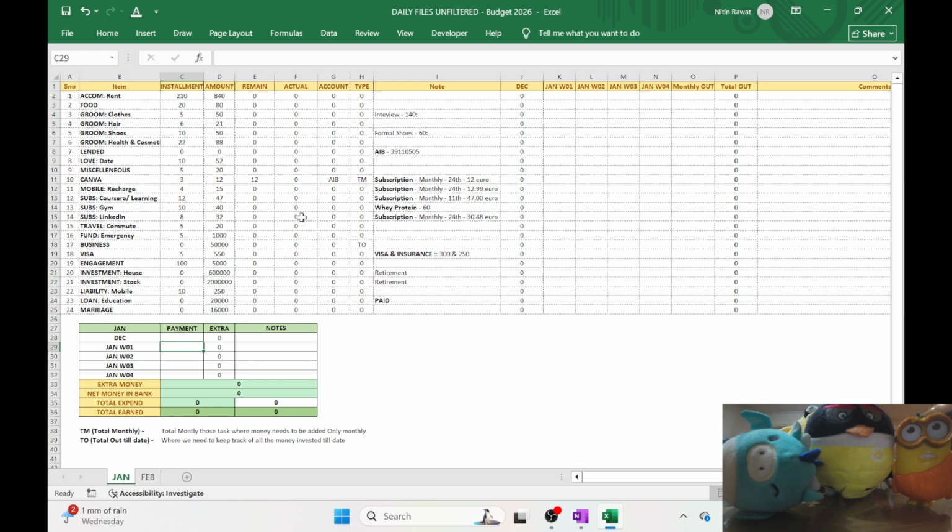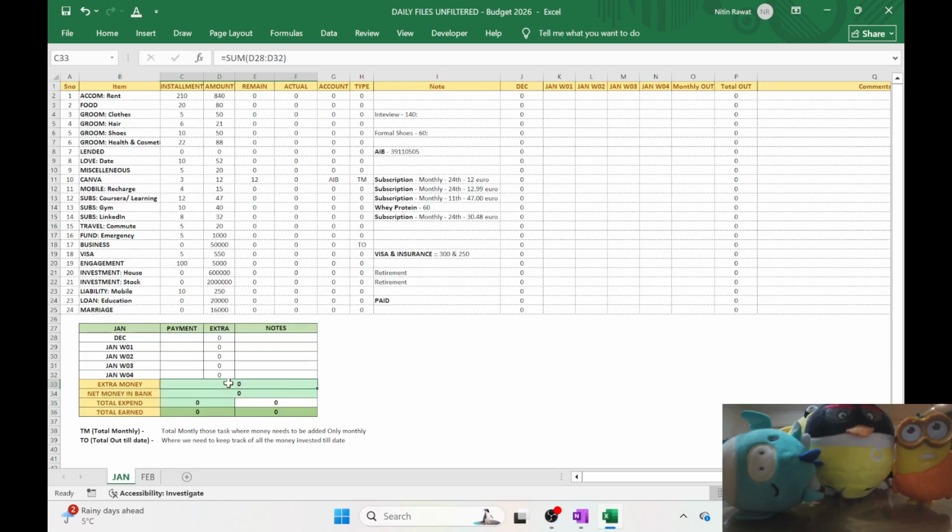So if you see, this Excel consists of two major boxes. The first one is this one, where I keep track of the items or the things I need to spend my money on. And the second one is the money I am receiving in terms of my paycheck and the other things. In this, I have a few other slots, for example, extra money.